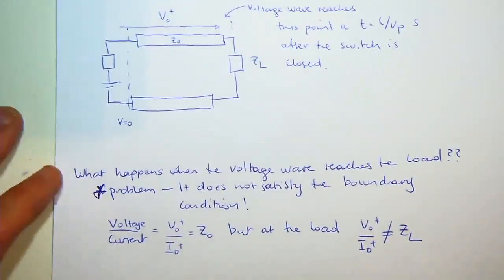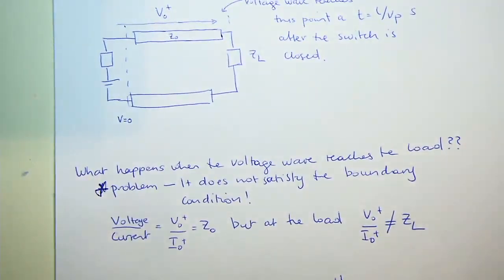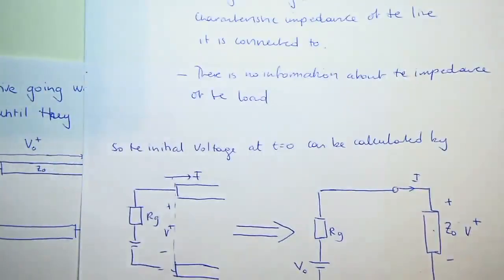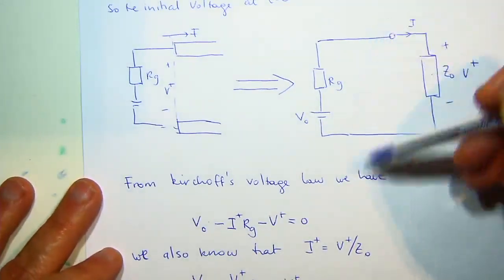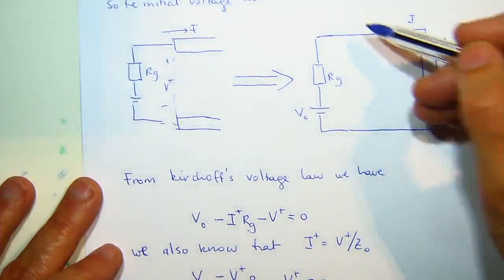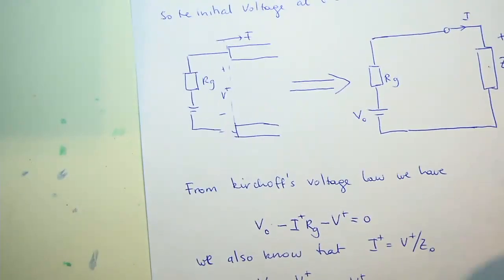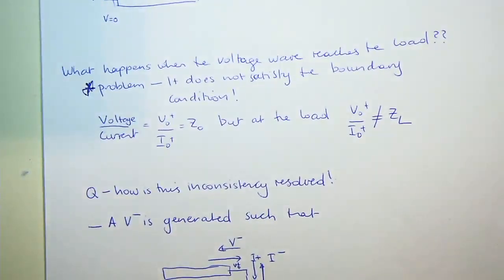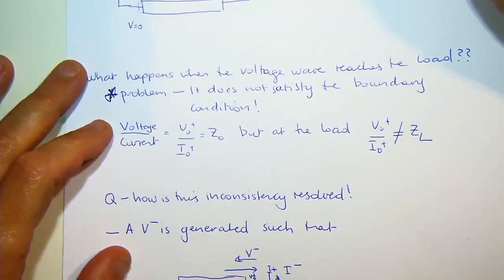So now let's continue. We said we had the circuit, we closed the switch. We set up what's going to happen at time equals 0, and we've got our first positive going voltage and current waves, and we've worked out what the voltages and currents are going to be. Depending on the length of the line, this wave is now going to hit this transmission line.